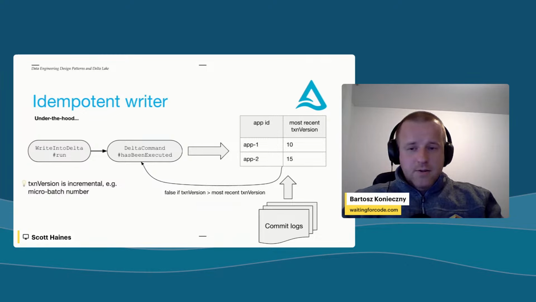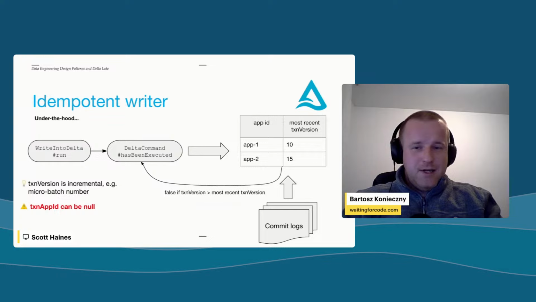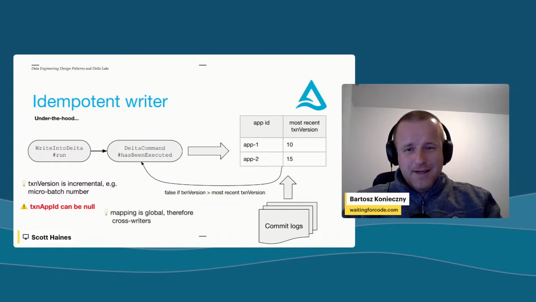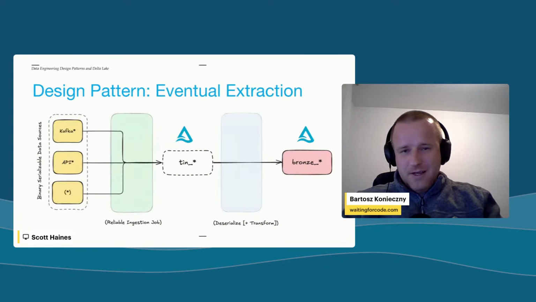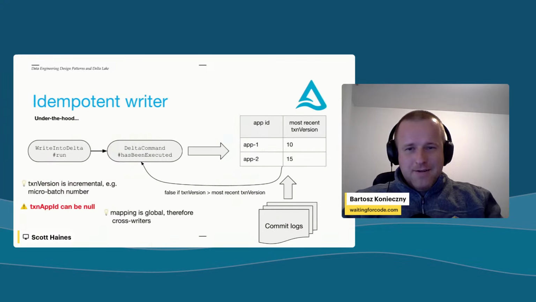And there are also two things to know, if I'm not mistaken. First, the transaction application ID can be null, meaning that if you use only the transaction version and with your colleagues you're doing some tests in development, for example, you might disturb each other and not see the record you're supposed to see if you write to the same table. There is probably also another one. Yeah, so the mapping is global. It's related to this cross-writers issue.